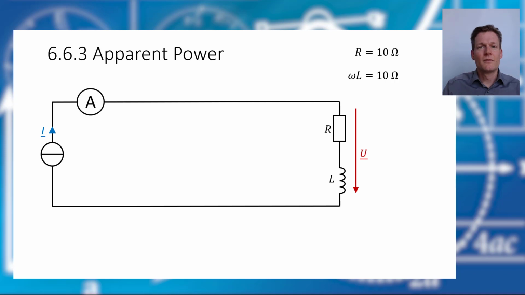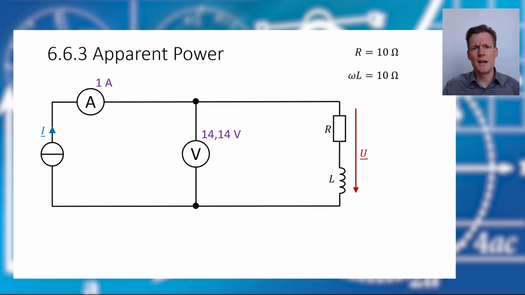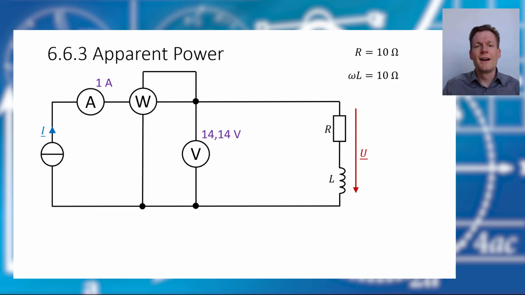We start again. We measure the current, and we have an ideal AC current source here, and our current is still 1 ampere. And now we measure the voltage here, and the voltage is 14.14 volts. Okay. And the electric power, the active power is 10 watts.